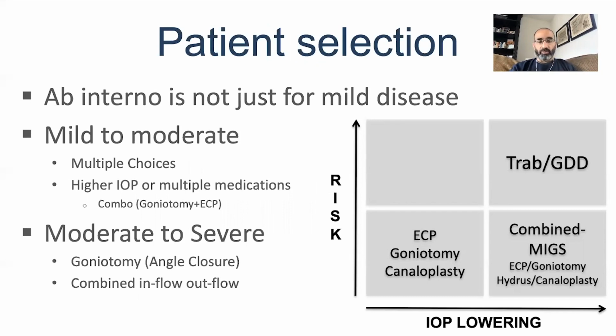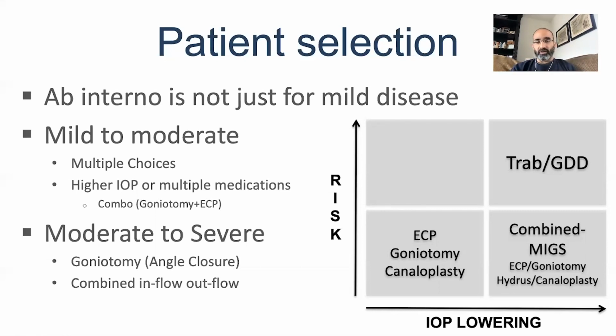You can use it for moderate disease. You can use it as standalone. You can also use it for severe disease. In my case, I typically choose to combine procedures when I'm looking at a moderate glaucoma patient who might be on multiple medications. For a mild glaucoma patient combined with cataract surgery, I might choose something like a goniotomy or an ECP, one or the other.